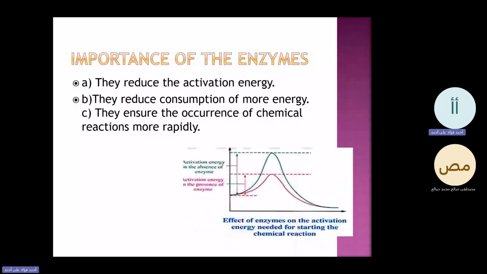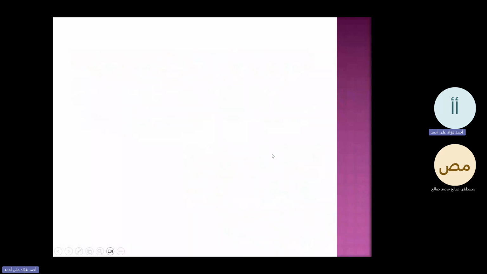زي ما انت شايف هنا عندنا جراف، الجراف ده بيمثل علاقة ما بين ال activation energy on the y-axis and the time of the reaction on the x-axis. طيب الجرين لاين ده بيمثل الرياكشن occurred.